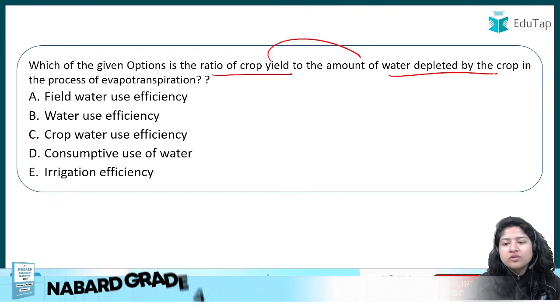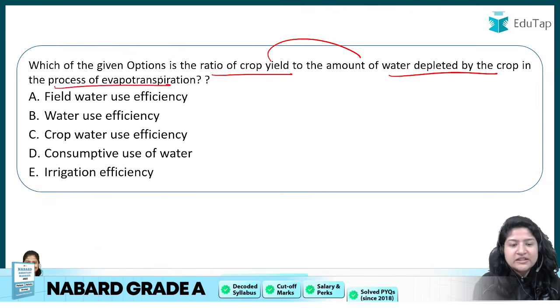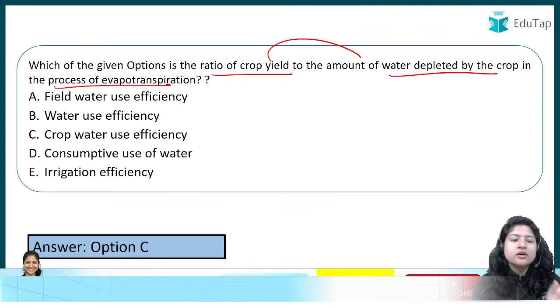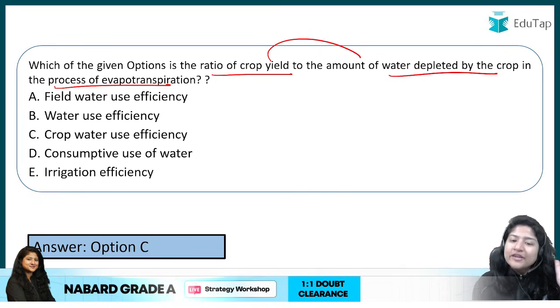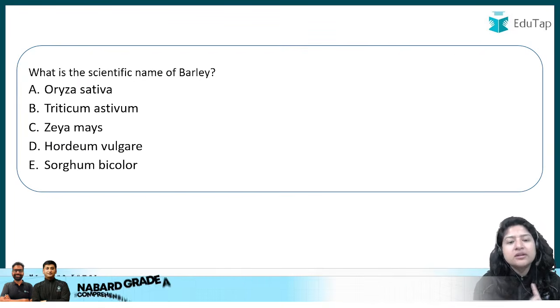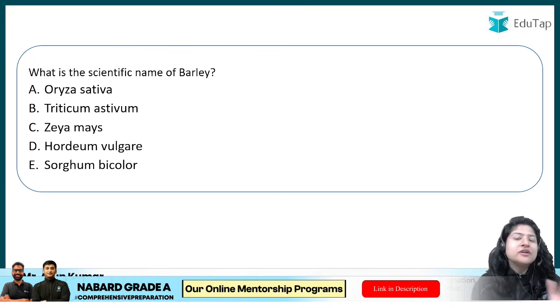Which of the following given options is the ratio of crop yield to the amount of water depleted in the process of evapotranspiration, okay. Again, this is part of your irrigation, the term is crop water use efficiency. If you observe, 90% of the questions are like that, where a description has been given and you have to identify the terminology. As we said, this is the favorite way of NABARD asking questions, okay.